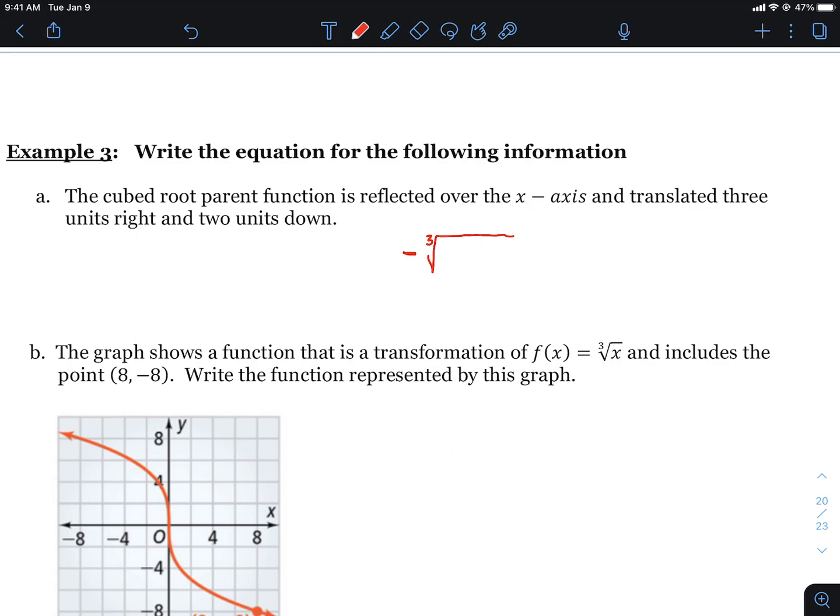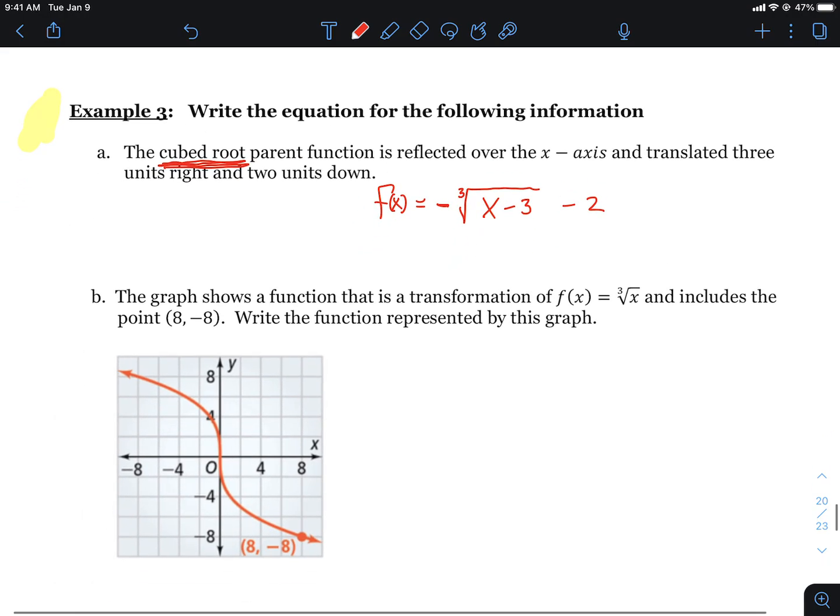Oh, one thing, make sure you're using the correct parent function. We've learned quite a few over the last few days. Make sure you're using a cube root function and not a cubic function. Cube root function, so I should see some type of radical. Right 3 should be -3 inside the radical, and then 2 units down would be -2 outside the radical. And then you can do function notation right there. If you put y, I probably wouldn't count off on that. So that'd be good there.